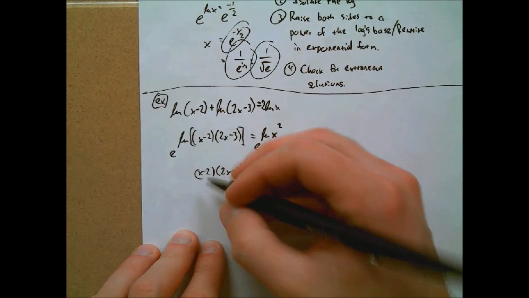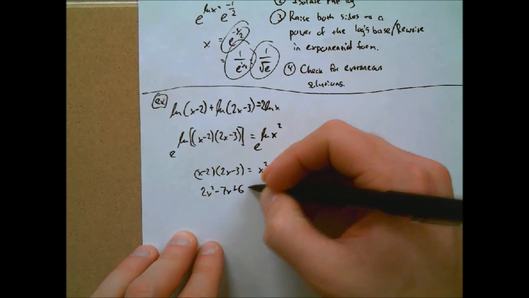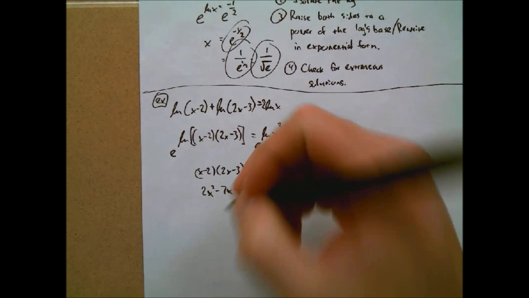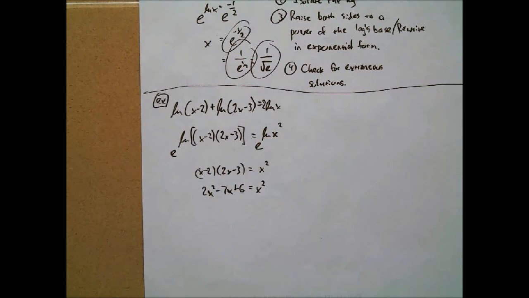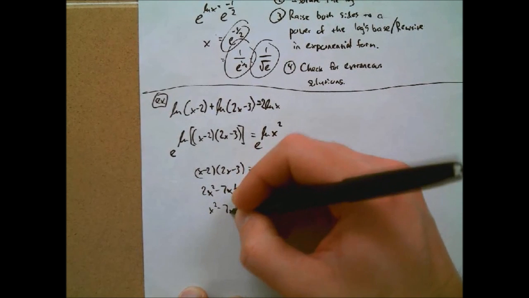So we get 2x squared minus 4x, minus 3x, or minus 7x, and then plus 6 equals x squared. And then at this point, what do we do? To solve a quadratic, it needs to be equal to what? 0. So what should we do then? Subtract x squared from both sides. So we have x squared minus 7x plus 6 equals 0.